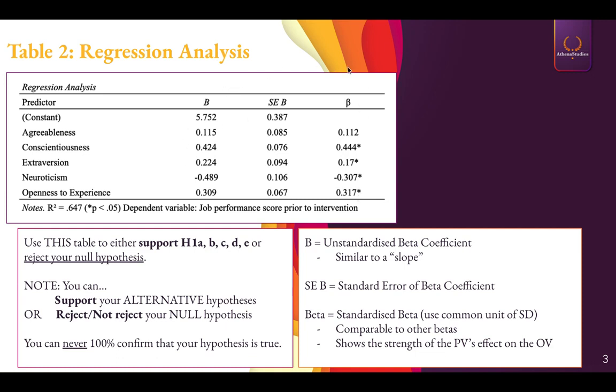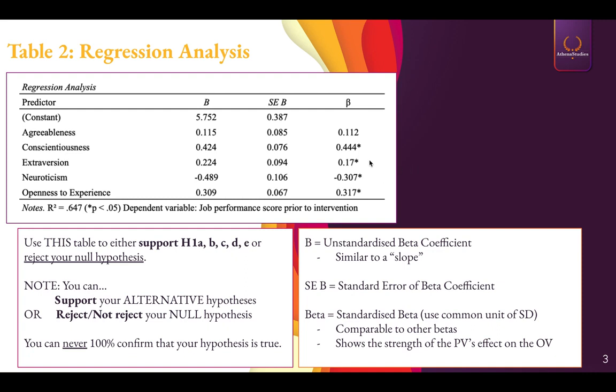While this beta at the very last column, those are standardized beta coefficients. Therefore, you can actually compare those to each other because we're using a common unit of standard deviations. So if we say that by 1 unit of conscientiousness, our outcome variable, which is job performance, is going to increase by 0.444 standard deviations. In this case, you can compare all of your standardized betas, all of your predictor variables, to each other because it's been standardized. And it also shows the strength of the effect, and think of it as absolute. So even though neuroticism is negative, it's talking about the absolute effect of the predictor variable on the outcome variable.